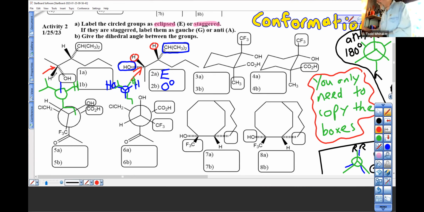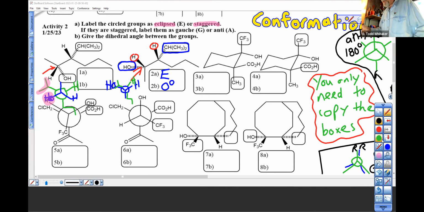The OH is there on the left, away from your eye, which is there. Okay. So we're talking about comparing this group, the OH on that carbon, to the isopropyl on this one. Is it eclipsed or staggered? They're not on top of each other. Please don't say eclipsed. Staggered.